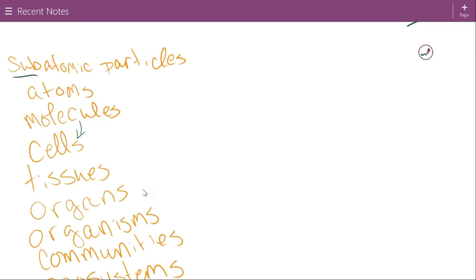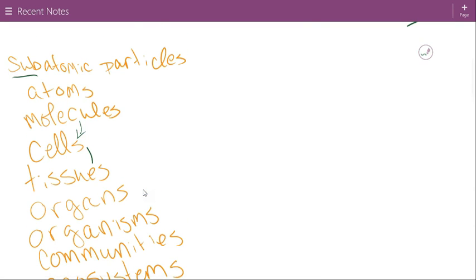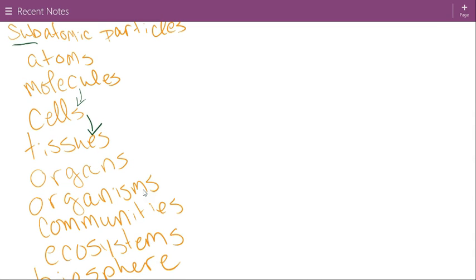Okay, and then when you get all the cells working toward the same goal, that's a really bad arrow, working toward the same goal, that's a tissue. So in a human body, your tissues would be your muscle tissue or your bone tissue, your skin, things like that, and it's just a collection of cells that are all doing the same thing.